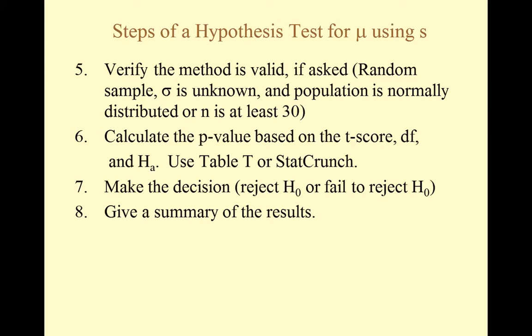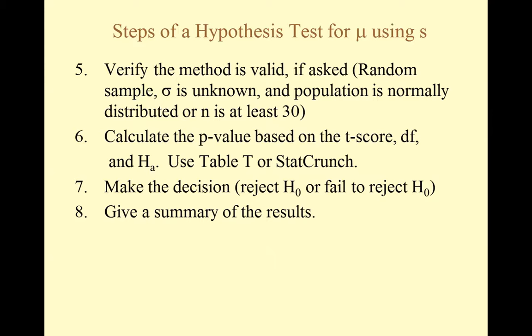Then calculate your probability or p-value based on what you calculated for your t-score, the degrees of freedom, which tells you which distribution you're looking at, and the alternative hypothesis. Again, it's useful to draw pictures in this case. Then use table T or StatCrunch to get your actual value. Then make your decision. Just apply your decision rule.